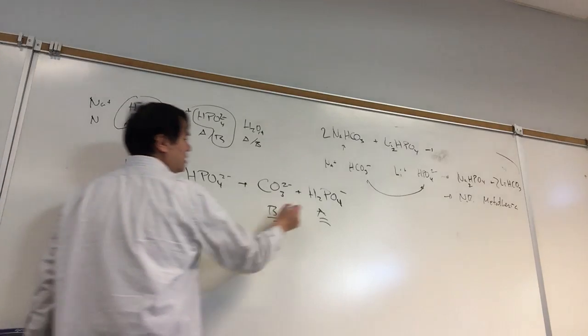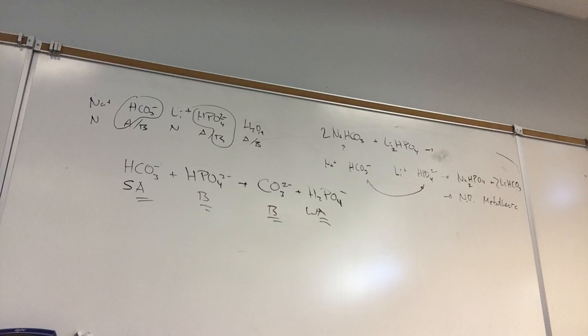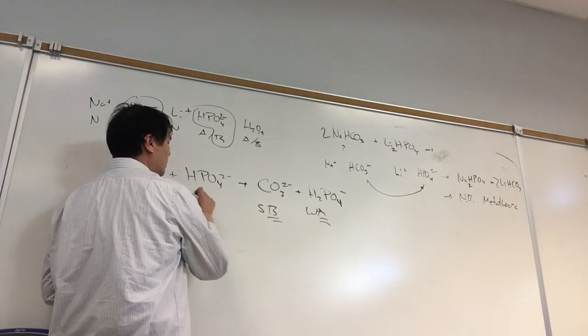So this is a stronger acid, this is a weaker acid. And then the bases should follow. So monohydrogen phosphate versus carbonate. So here's carbonate. And so carbonate's stronger. Carbonate's a stronger base, this is a weaker base.